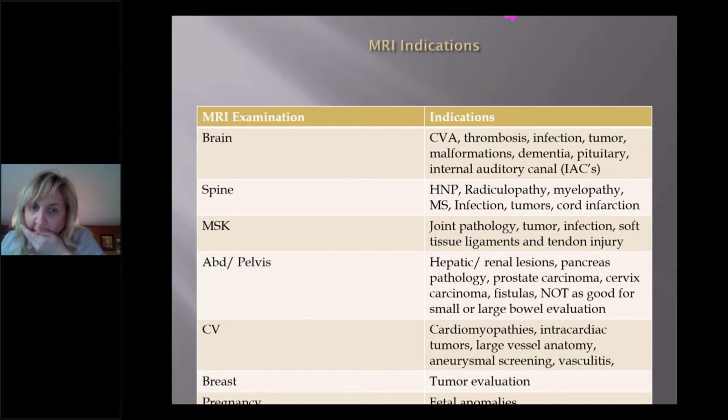So I said you don't need contrast, and that's true, you don't need IV contrast, but giving an MR arthrogram in those scenarios can be beneficial if you're ordering it. If you're not sure, don't order it, and let the person you're referring to order it. Abdomen, pelvis, definitely IV contrast is helpful. Looking at hepatic and renal masses, pancreas masses, certainly workups for prostate carcinoma, cervical carcinoma, fistulas.